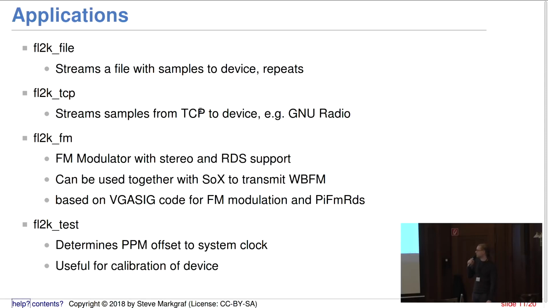And a test application, which is quite useful if you want to calibrate the sample rate of the device. You can measure what the actual sample rate is, but typically the oscillator in there is plus minus 20 ppm. And as you have such a high sample rate and need to resample anyways, you can correct for this.